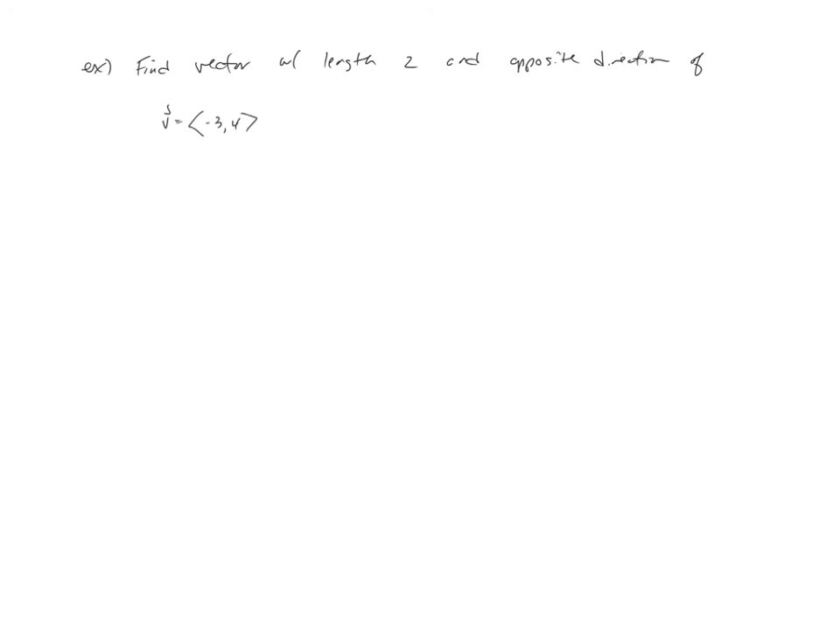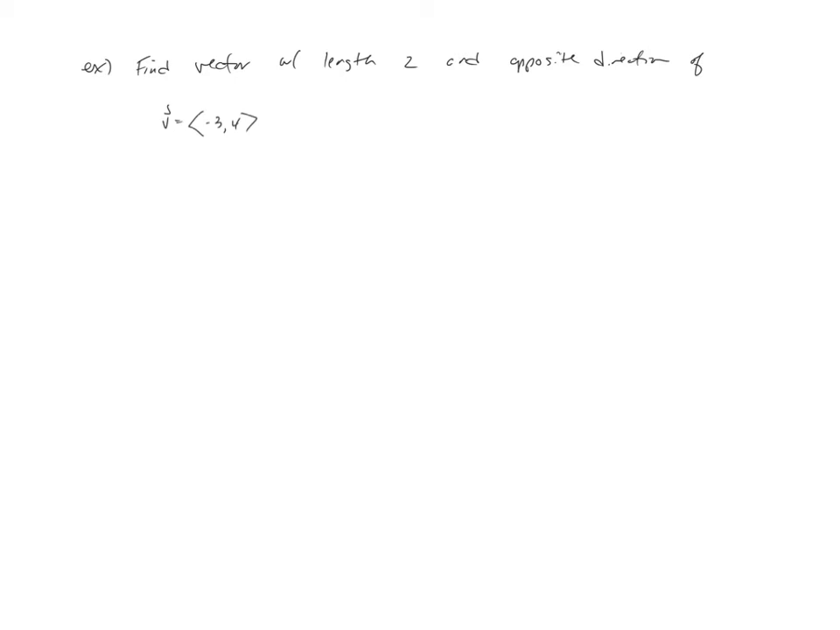All right, so we'll take a look at an example here. We're going to find a vector that has a length or a magnitude of 2 and points in the opposite direction of our given vector here, v. So anytime where we need a vector to have a certain length, the easiest way to do it is to take that vector, bring it back to a unit vector, bring it back to a vector with magnitude of 1, and then just multiply by whatever length we need it to have.